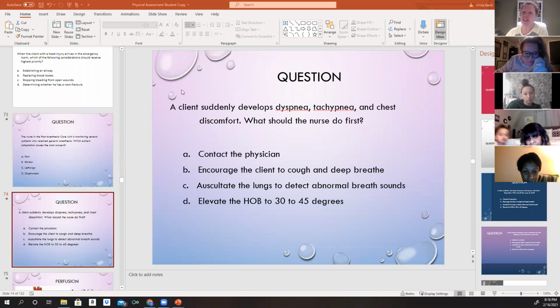What should we do first? Do we want to call the doctor? Encourage the client to cough and deep breathe? Listen to lung sounds and see if we hear anything abnormal? Or elevate the head of the bed 30 to 45 degrees? D. Elevate the head of the bed. You got it. That's the first thing you're going to do.